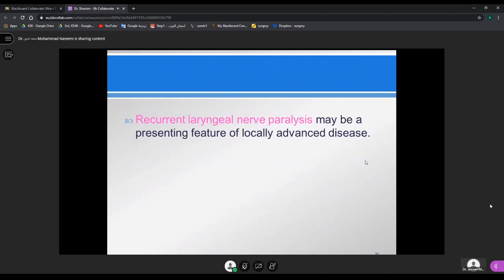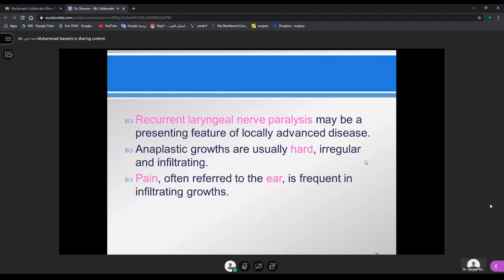Recurrent laryngeal nerve paralysis may be the presenting feature of locally advanced disease. Anaplastic growths are usually hard, irregular, and infiltrating. Pain, often referred to the ear, is frequent in infiltrating growth.